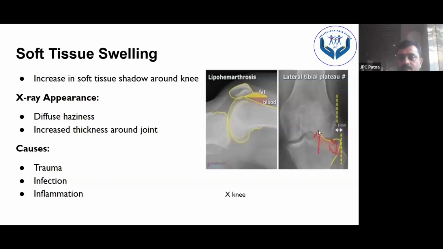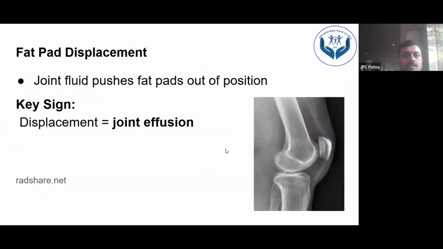See, around the lateral tibial plateau side. This is the lateral tibial, because the fibula is around. So soft tissue swelling is there around this plateau. So what can be the cause? Trauma, infection, inflammation, everything is accountable for it.